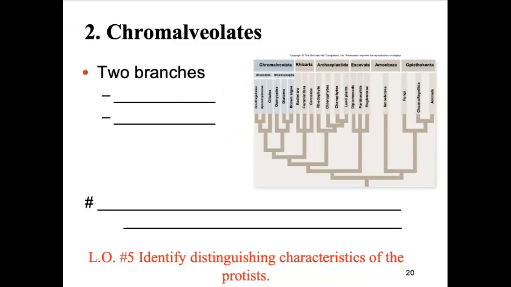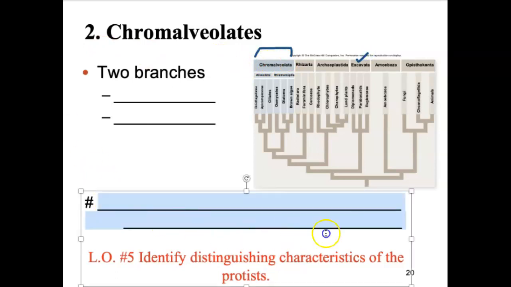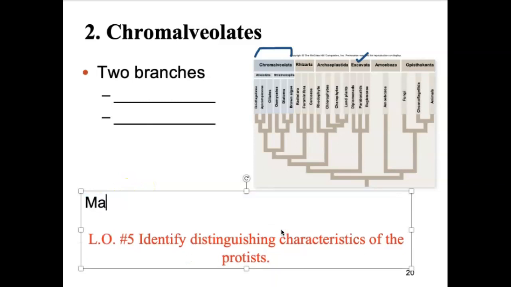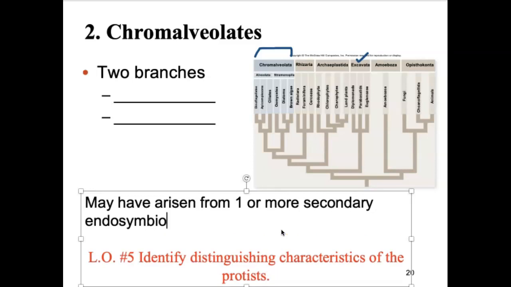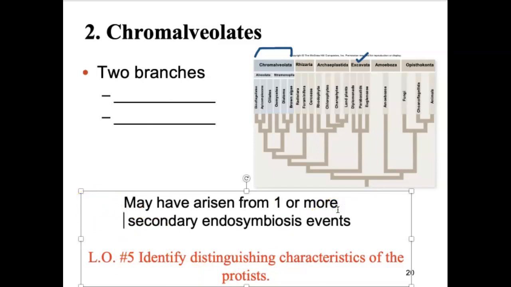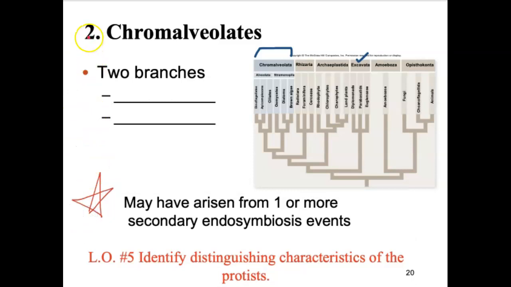So we are right here. So we did Excavata, check. We're now going to tackle Chromalveolates. Okay, so to be a Chromalveolate, big key feature, and actually, yeah, drop the hashtag, we'll get the star in there. The big key feature is that these organisms may have arisen by one or more secondary endosymbiosis events. That is what places you in Chromalveolates. That is a key feature there.